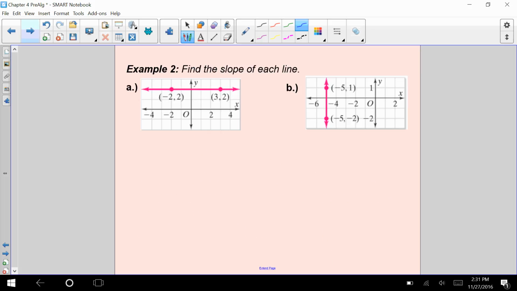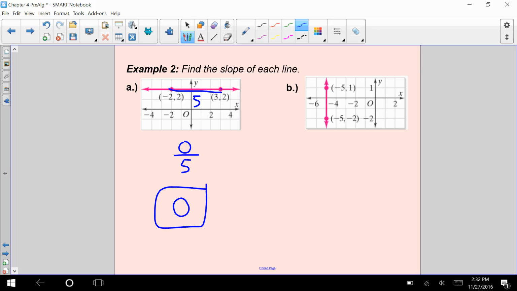So let's find the slope of each line. If you think about these, it makes perfect sense. To go from the one point to the other, we go up nothing and over however many. We go over 1, 2, 3, 4, 5. So rise is 0, run is 5. My slope, 0 over 5, is just 0. It's a horizontal line. It has a 0 slope.